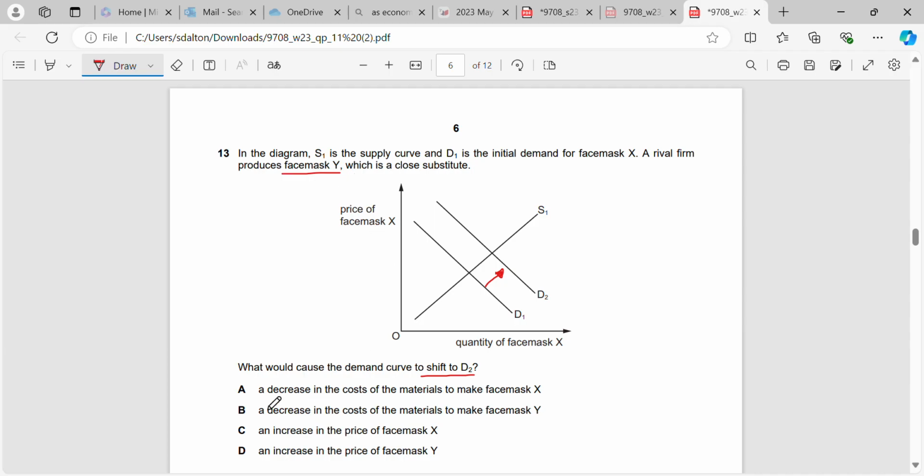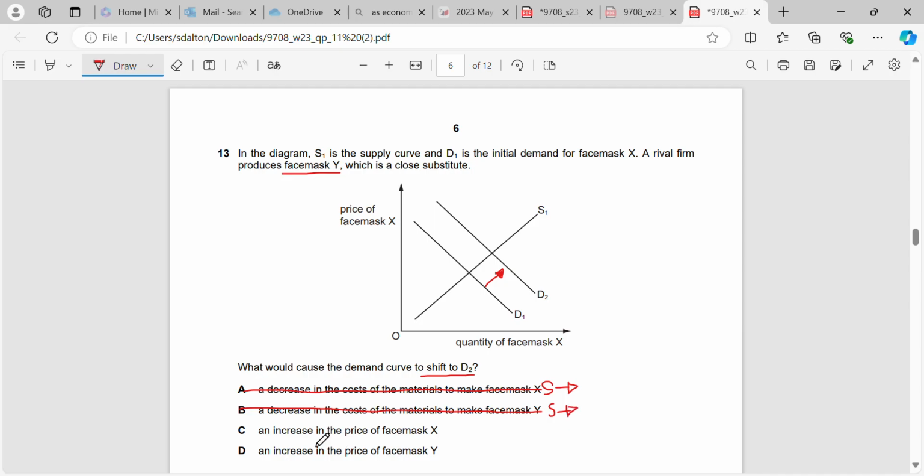A decrease in the cost of materials to make face mask X. We're shown face mask X. What would that do? That would move our supply curve for face mask X to the right. A decrease in the cost of materials to make face mask Y. That would move the supply curve for face mask Y to the right.